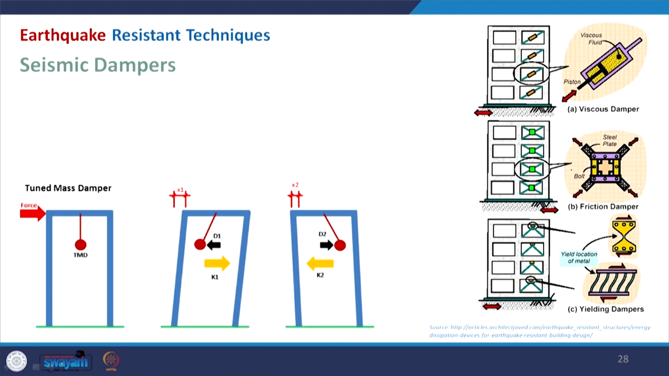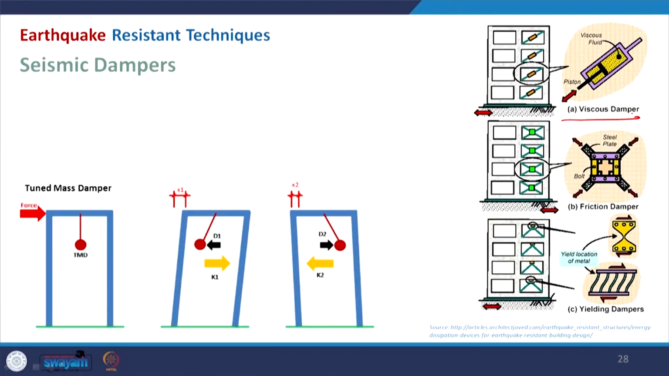Coming to the seismic dampers, which are a very important tool nowadays to reduce the intensity of the earthquake wave and damp that motion. Here are different types. One is the viscous damper, where diagonal dampers are placed, and this particular piston moves within a viscous fluid. So whenever there is a shock, it will move and absorb the shock.